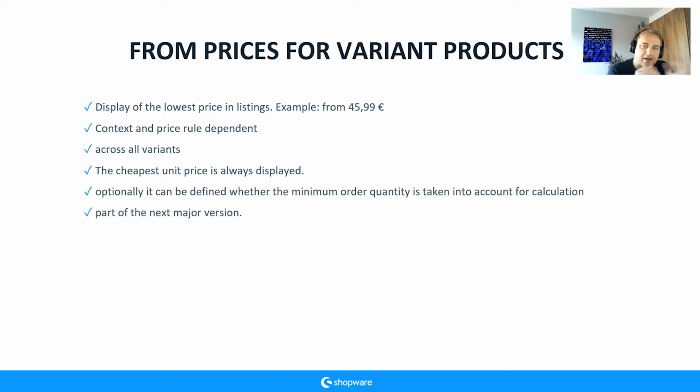The cheapest price per unit is being displayed for all variants, of course, and for the calculation, single price rules of the respective context, the scale prices, and the variant prices are taken. There's a new option with which I can additionally control if the minimum order quantity should be used to calculate the best price or not. Because this requires a lot of modification work, this feature will be released with the next major version.